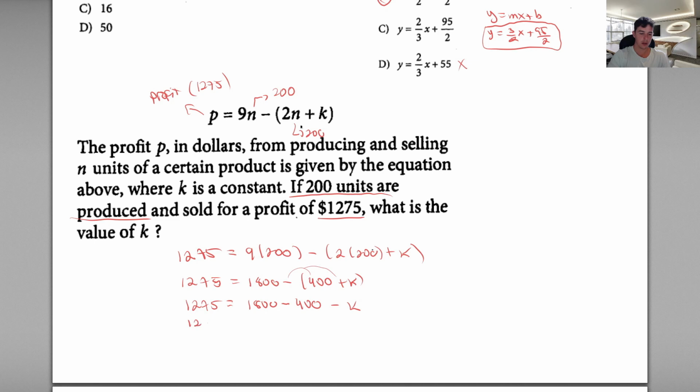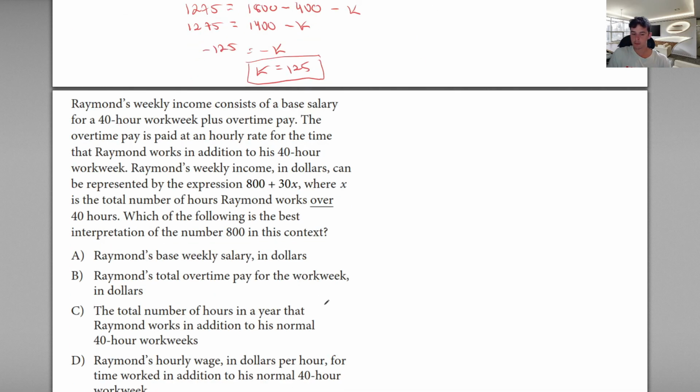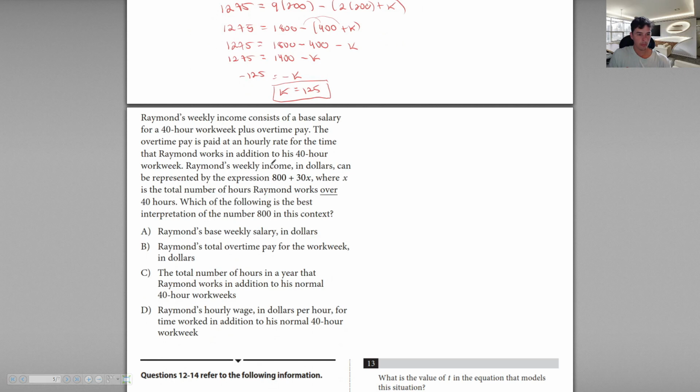All right. 1,275 equals 1,400 minus k. So minus k, subtracting 1,400 on both sides, equals 1,275 minus 1,400, which is negative 125. So k equals 125, because I can multiply both sides by negative 1 to get a positive answer for both. So k equals 125. All right.